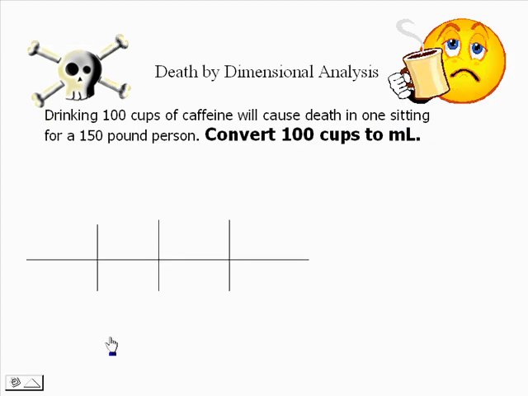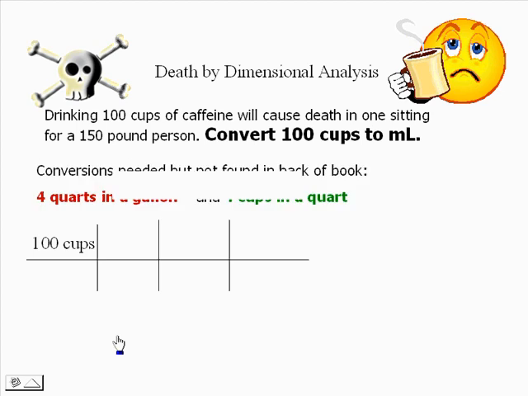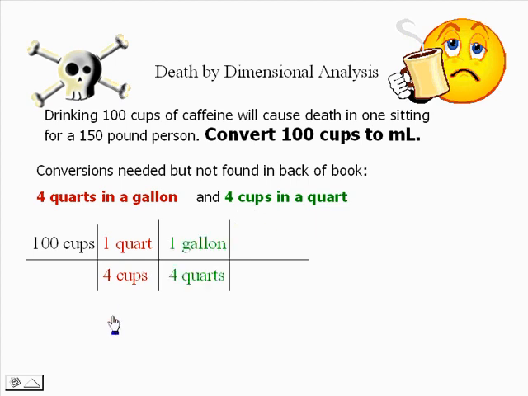Drinking 100 cups of coffee will cause death in one sitting, so convert 100 cups to milliliters. Again, write down what you're given. However, in this one, there are some conversion factors that are needed that are not found in the back of the book, so I'll provide those for you. I'm going to change cups to quarts because I want to cancel out my words. Now I'm in quarts. I'm going to use the other conversion factor that was given to me and get it to gallons. And in the back of the book, there's 1 gallon equals this many liters.